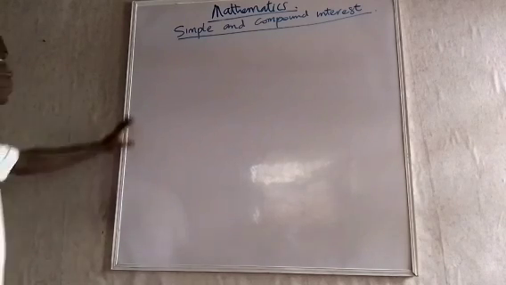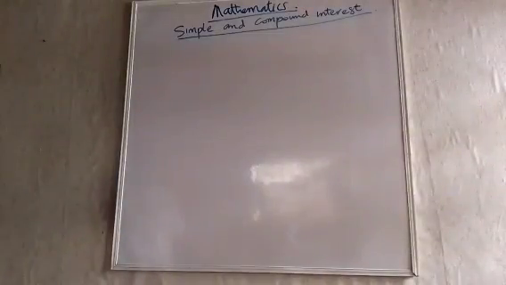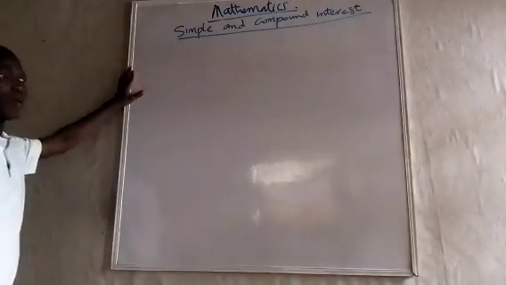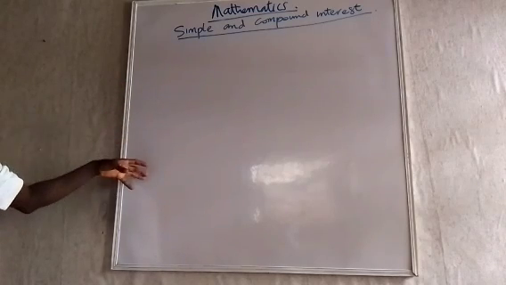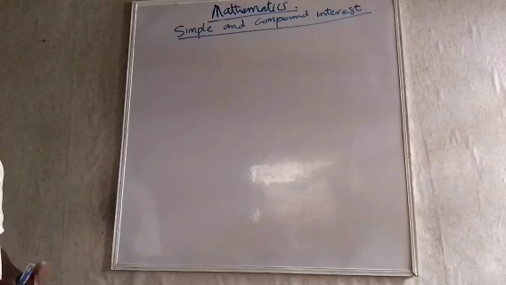Today we are treating simple and compound interest. This is a part of financial arithmetic or mathematics, basic parts, where we do the mathematics on money, on finances. And you know, money affects everybody, everything.